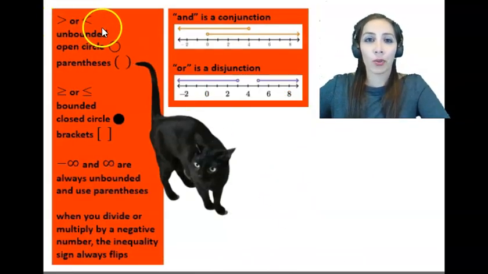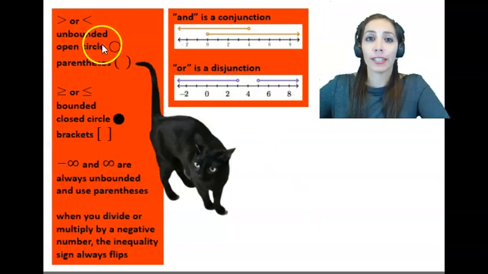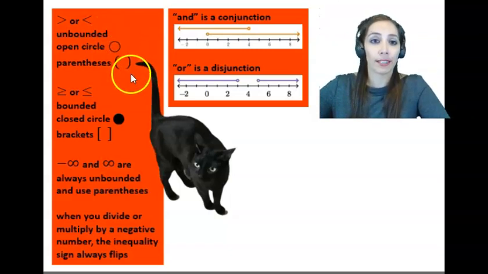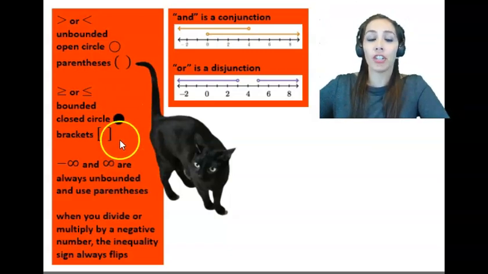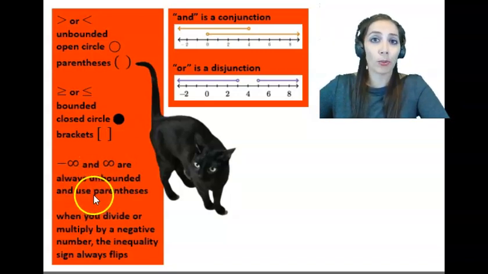When you have a greater than or less than sign, it is called unbounded. And when you are drawing these on a number line, you will use an open circle. In interval notation, you will use parentheses. If you have a greater than or equal to or less than or equal to, it is called bounded. And when you are using it on a number line, you will use a closed circle. In interval notation, you will use brackets. Negative infinity and positive infinity are always unbounded, and you will always use parentheses on those. And when you divide or multiply by a negative number, the inequality sign always flips the other way.